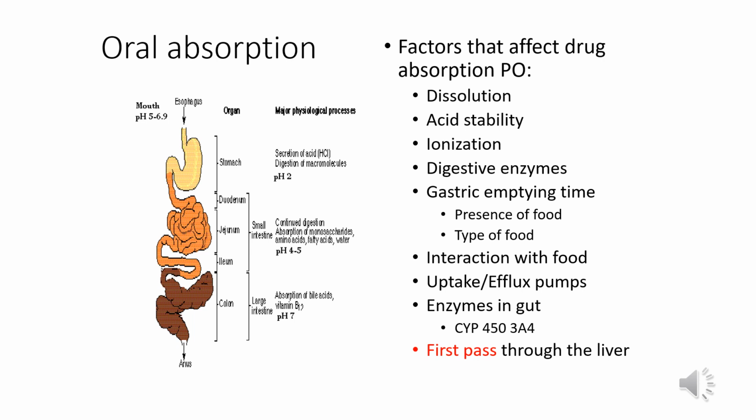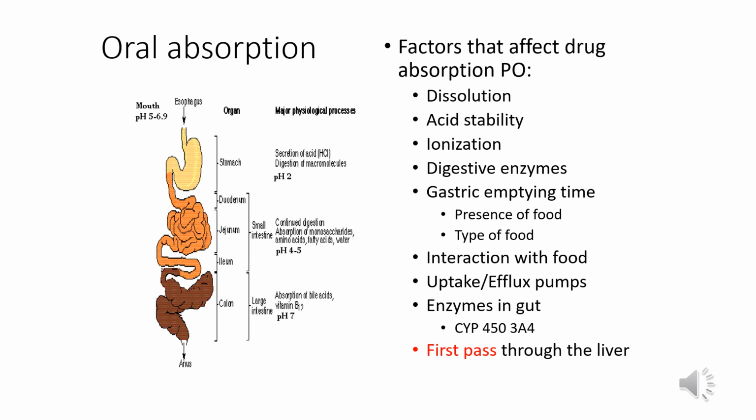Incomplete dissolution, acid instability, ionization-related and hydrophilic restrictions to diffusion, digestion by enzymes, delays in gastric emptying time, adsorption by foods or other concomitantly ingested substances, efflux pump export, enzymatic degradation in the gut, and enzymatic degradation on first pass through the liver may all reduce the AUC for oral drugs.